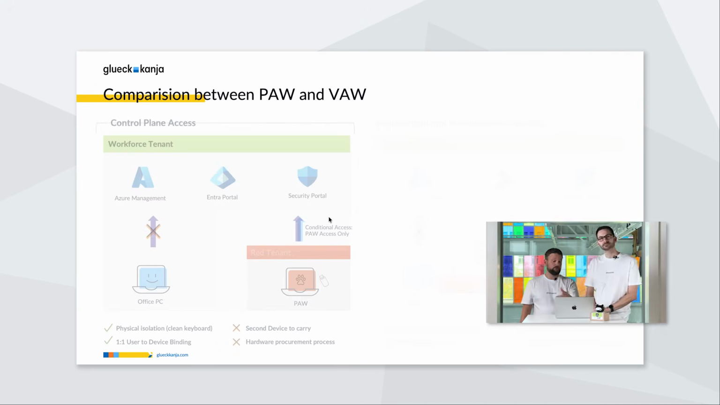Yeah, that's an important point. It is enforced. It's not only an option to use the PAW, it is enforced. Yeah, and it has to be. And it's a one-to-one binding, right? The user has the PAW, and only the Red Tenant user can be used from this PAW. Yeah, let's have a look at the other option.